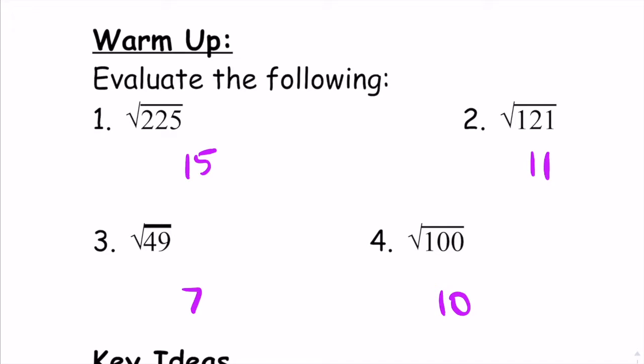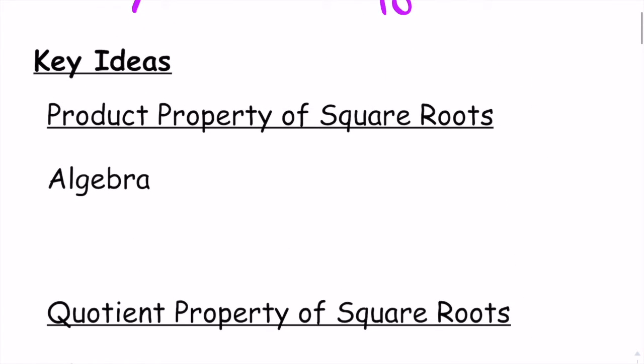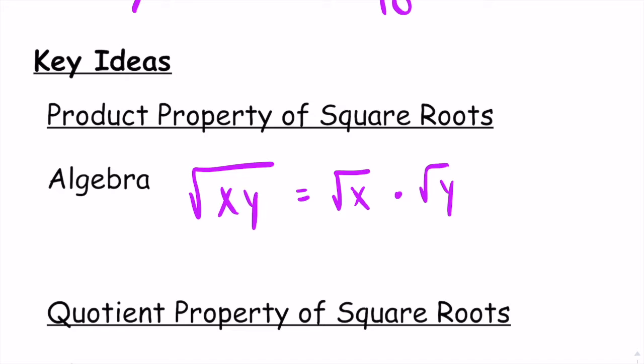Okay, so a couple things we have to learn first are the key ideas. So key ideas about square roots. So product property of square roots. So product means multiplication, so we'll be dealing with that. So all this is saying is, let's say I have the square root of xy, right? So that means I can split this up into square root of x multiplied by the square root of y.